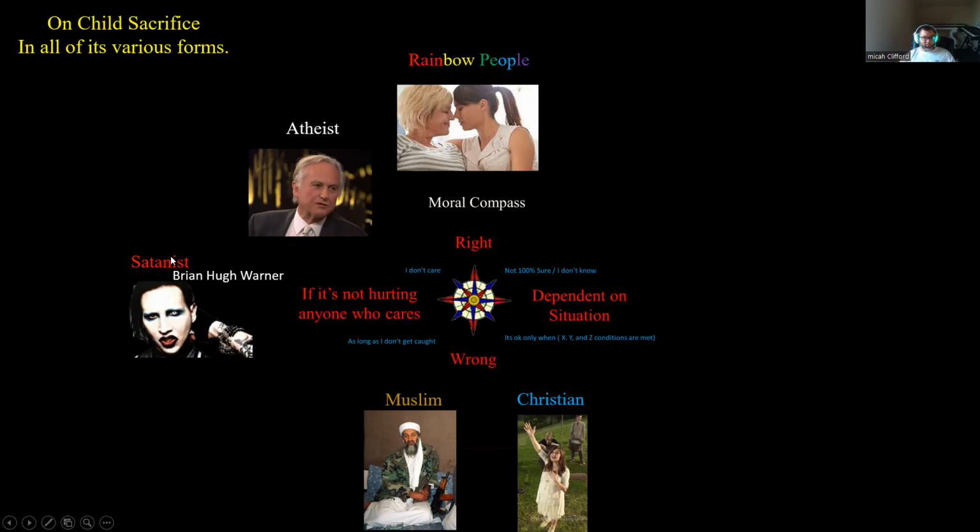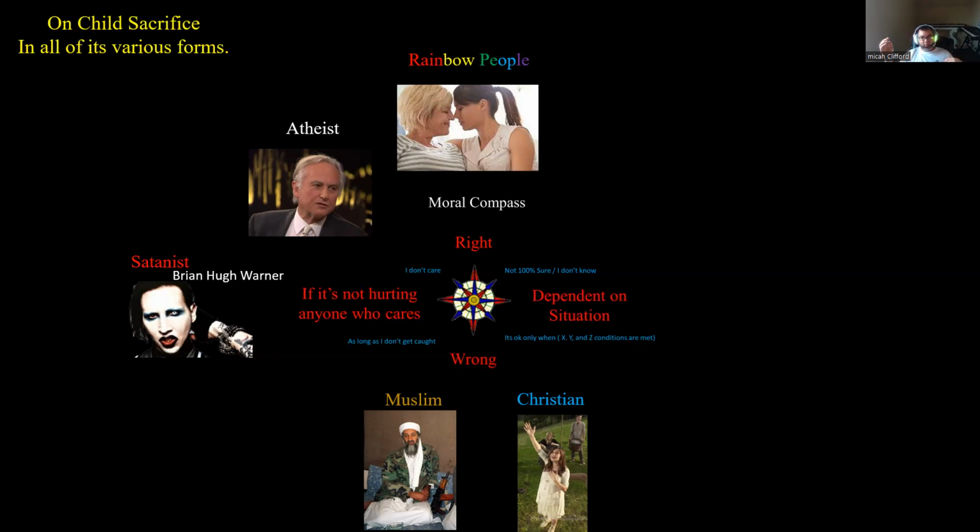A Satanist, Mr. Brian Hugh Warner, stage name Marilyn Manson. Just a fun fact about Mr. Warner here. The stage name, the alias Marilyn Manson, comes from two aspects. Marilyn, like Marilyn Monroe, a sex icon, and then Manson, as in Charles Manson, a very violent man.